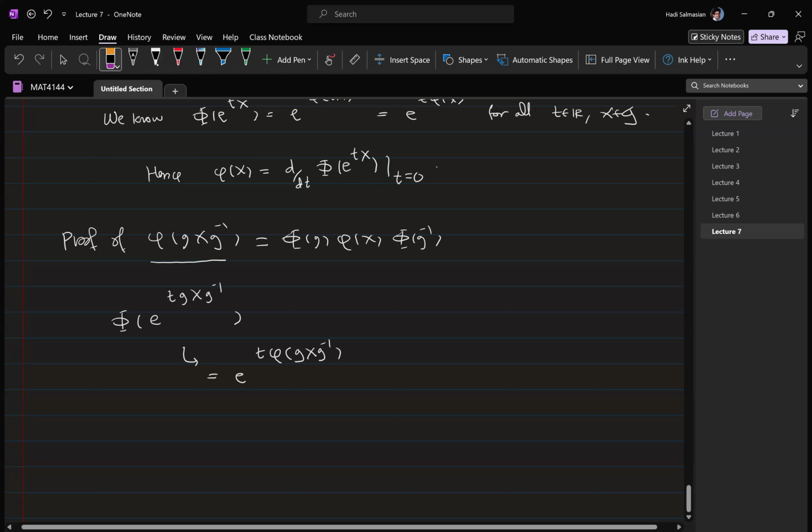But on the other hand, I have e to the power some conjugation of some matrix, right? So then the conjugation can come down. I can write this as phi of g e to the tx g inverse by the properties of the matrix exponential. All right. And now I can expand this as phi g phi e to the tx phi g inverse.